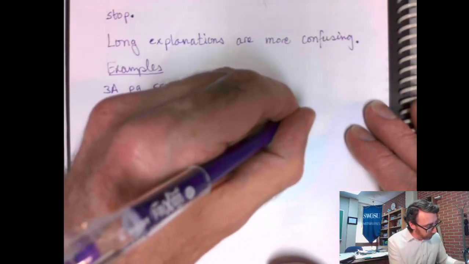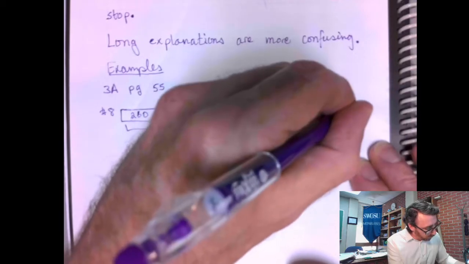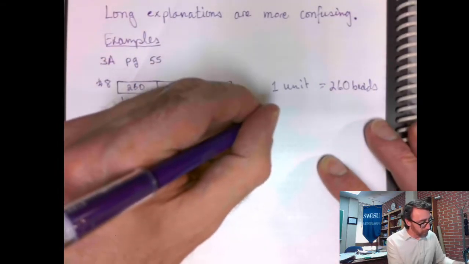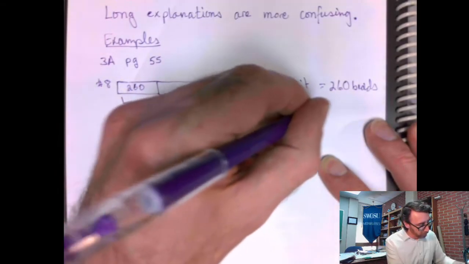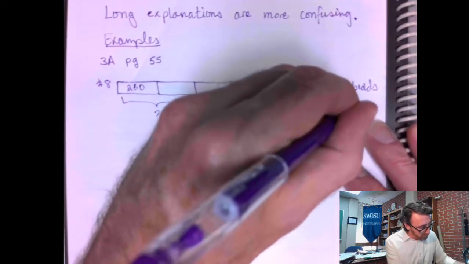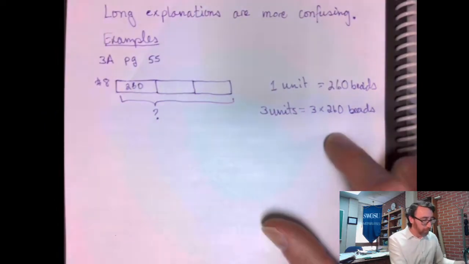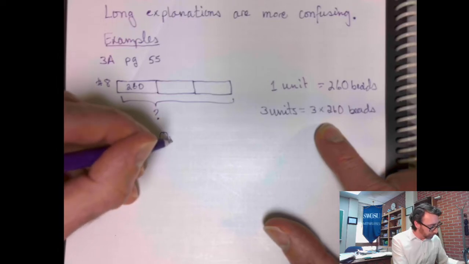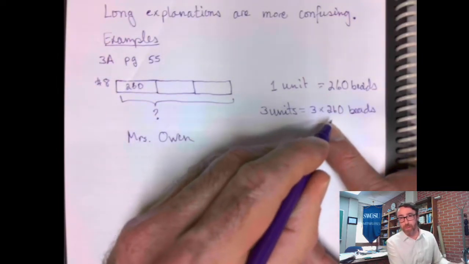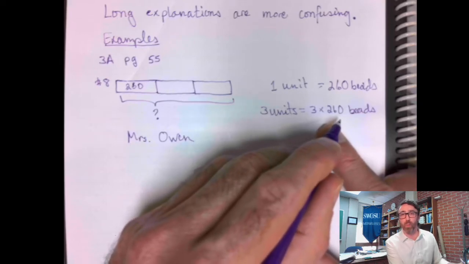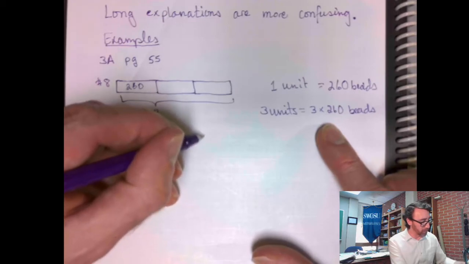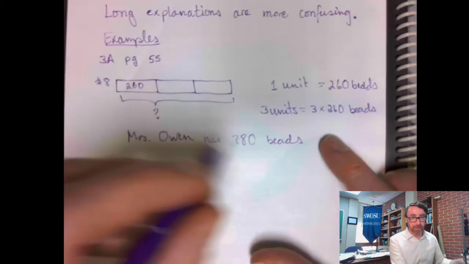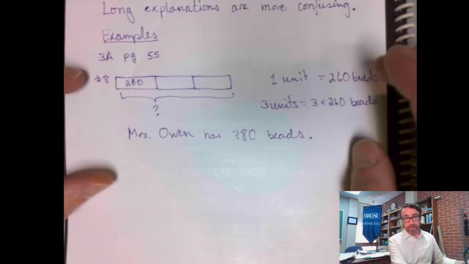So 1 unit in this diagram equals 260 beads. Therefore, 3 units would be 3 times 260 beads. That can be done mentally, of course. 3 times 200 is 600. 3 times 60 is 180. So we have 780. Mrs. Owen has 780 beads.